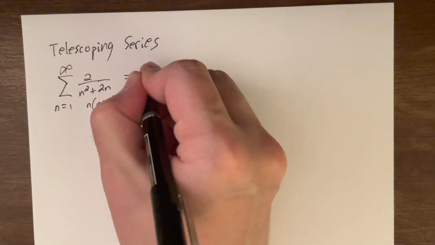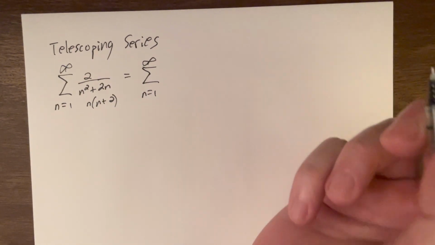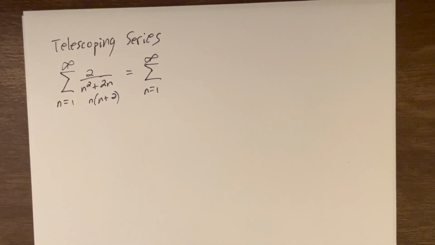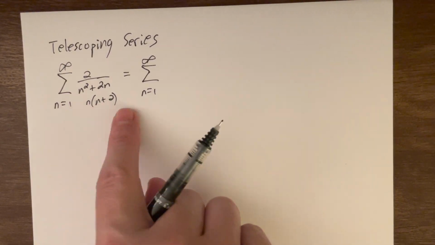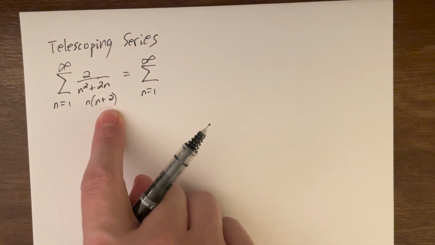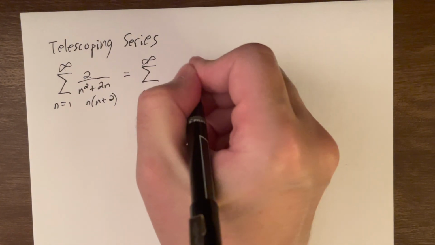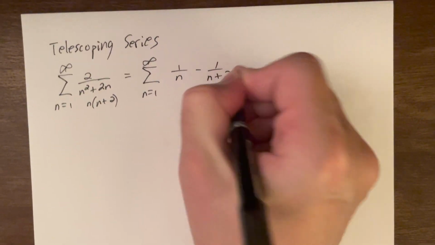Well, from here, the book would expect you, and again, I keep saying it, it's just like the one that they do in example 8, they would expect you to realize that you could use partial fractions to break this one fraction into these two. And if you do the work for that, you would end up getting 1 over n minus 1 over n plus 2.